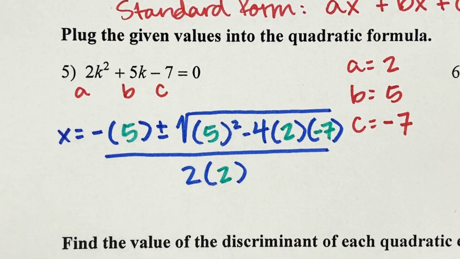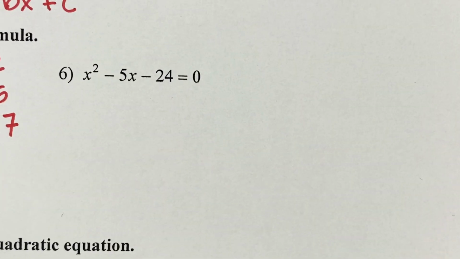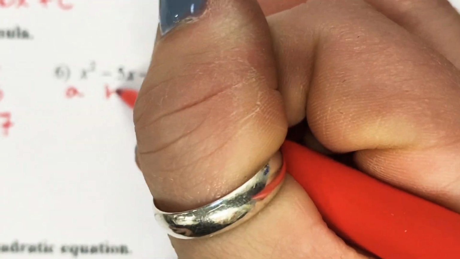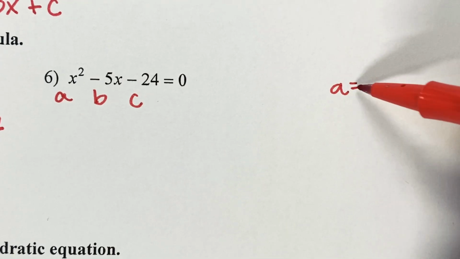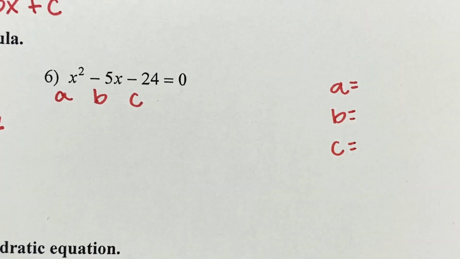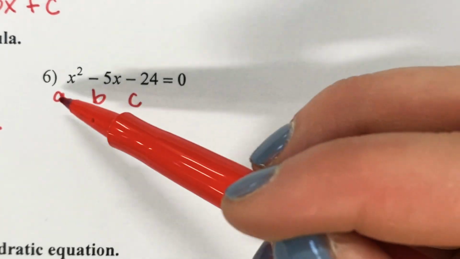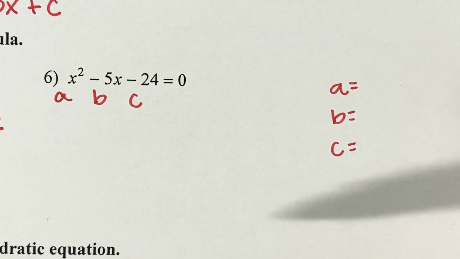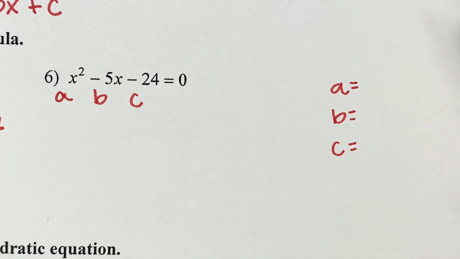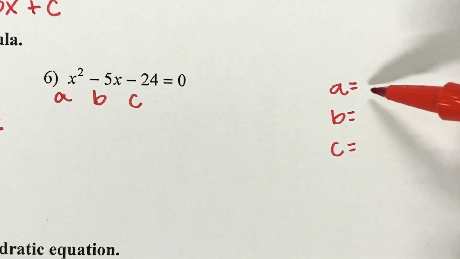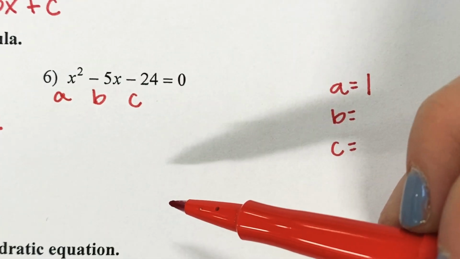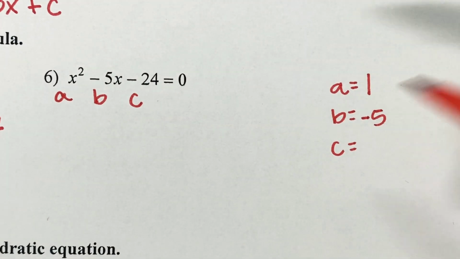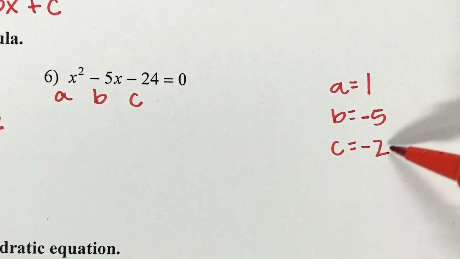So let's do 6. Looking at our quadratic equation, we know that it's always written A, B, and C. Let's identify what's my A, what's my B, and what's my C. What is my A? What is the number in front of the x squared? Because it's not x squared, what's the number in front of it? It's going to be a 1. My B, in front of the x, is negative 5. And my C is negative 24.